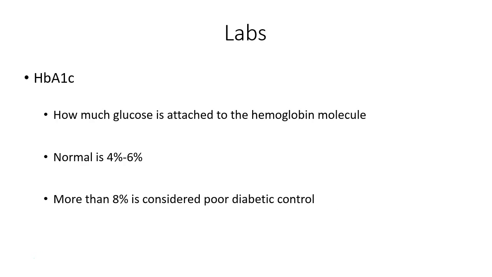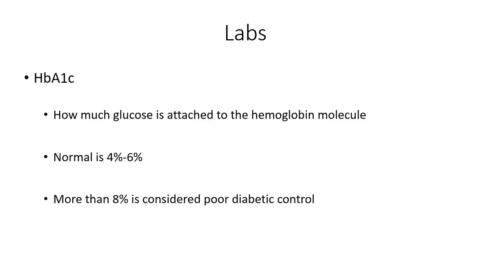So other labs, you're going to look at the HbA1c. This is how much glucose is attached to the hemoglobin molecule. Normal is 4 to 6%, and more than 8% is considered poor diabetic control. And this is usually a test over a 6-week period.